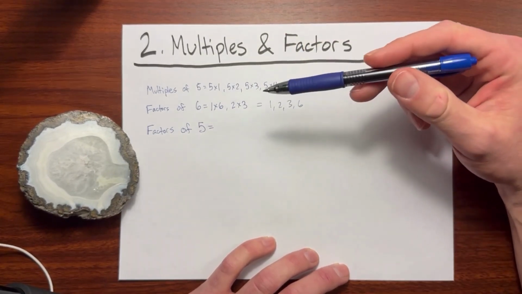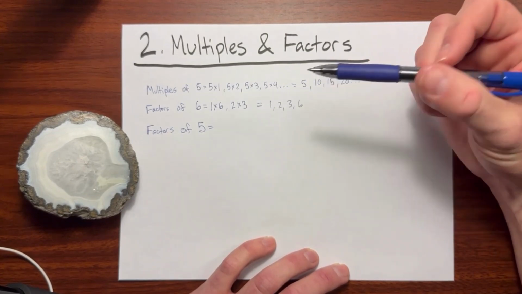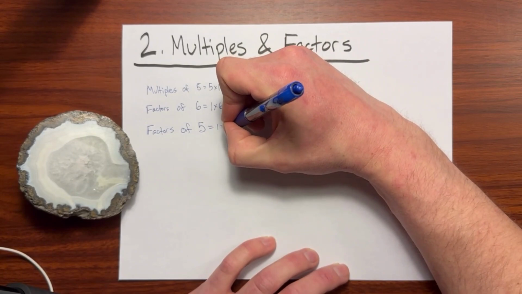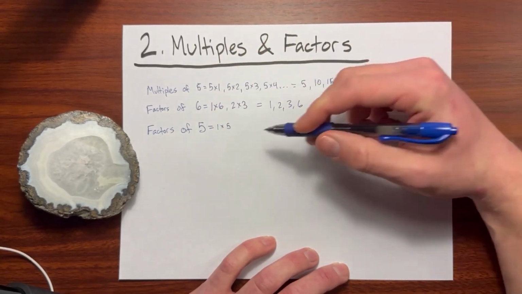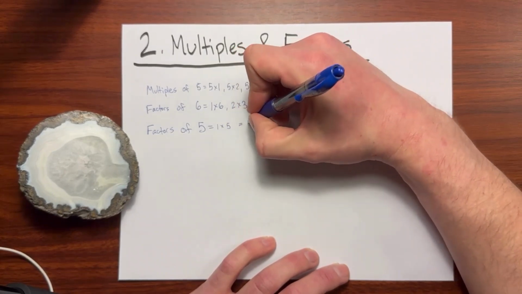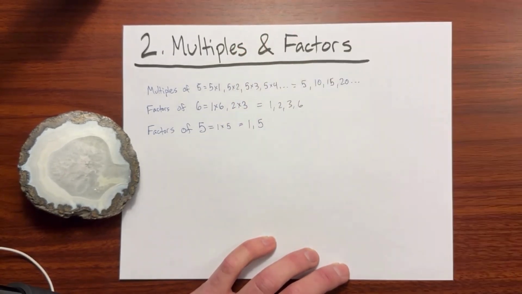Now you'll also run across prime numbers such as 5, where the only factors are the number and itself. There's no other whole numbers we can multiply by in order to get 5 other than 1 and itself.